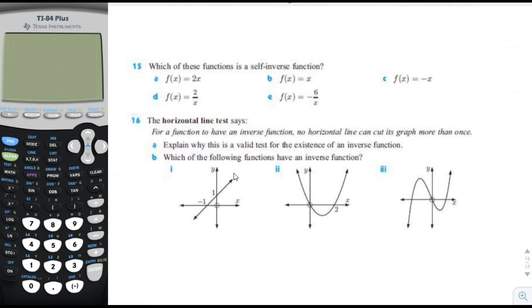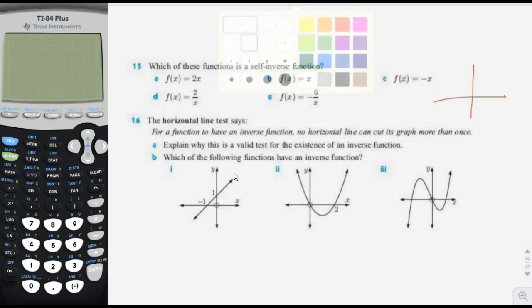15. Which of these functions is a self-inverse function? Okay, so basically, if you graph these, and you see that they are symmetrical about the line y equals x, then they are self-inverse functions. Okay? And if you need to, use the calculator to help you graph these.